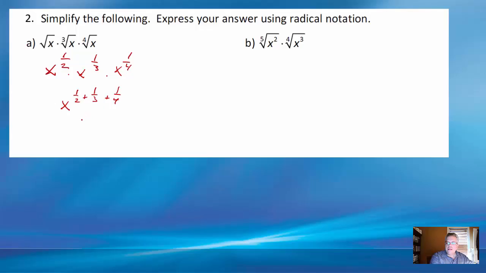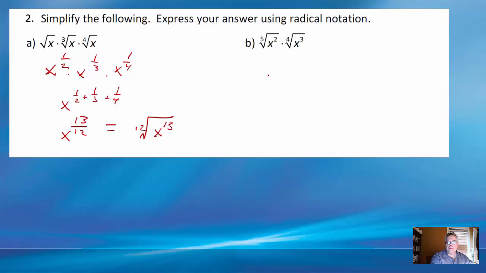We can use an ABC key or add these up. I think the least common denominator would be 12. So this would be x to the 6/12 plus 4/12 would be 10/12 plus 3/12 would be 13/12. I don't have an ABC key with me. We get x to the 13/12. Now we want to rewrite this as a radical. So this would be the 12th root, since 12 is in the denominator of the exponent, of x to the 13.